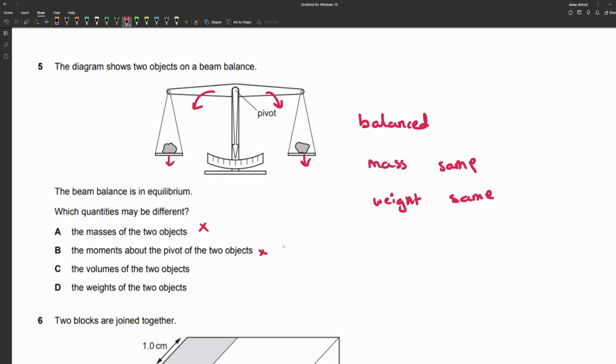C, the volumes of the two objects. Okay, we are going to talk about this later. And D, the weights of the two objects, and as we know, the weight is also constant. Now C is the correct answer because volume isn't related to mass. So the volume can be anything as long as both the masses are the same. So we know that C will be the correct answer.